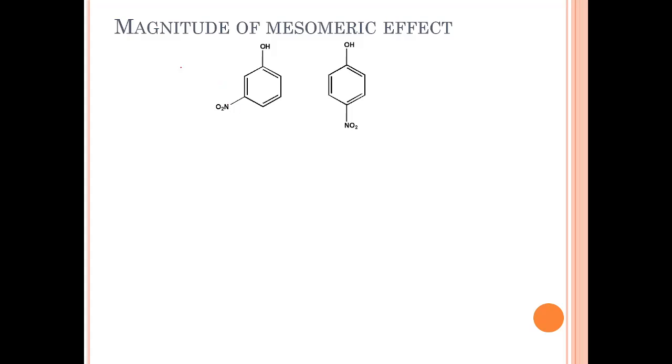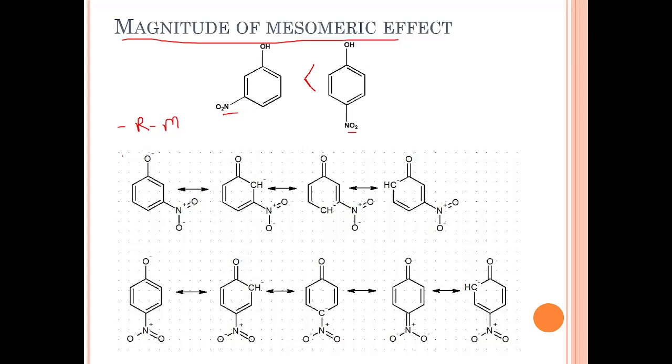So in this we are going to discuss about the magnitude of mesomeric effect. What is magnitude of mesomeric effect? That means these two nitro groups both are exerting minus R or minus M effect. So how can we judge these two examples? Which one will be the more acidic? So you can see here the conjugate base is more strongly stabilized by para-nitro group than the meta-nitro group, because it is going to delocalize the conjugate base or negative charge in five different types of canonical structures.